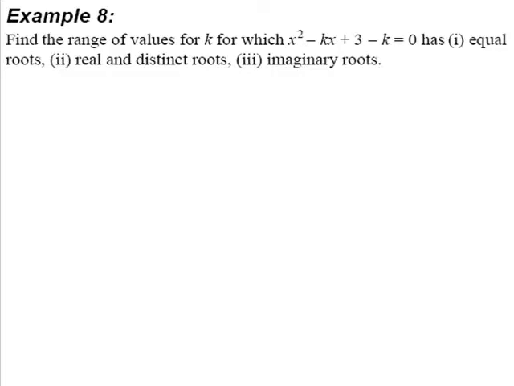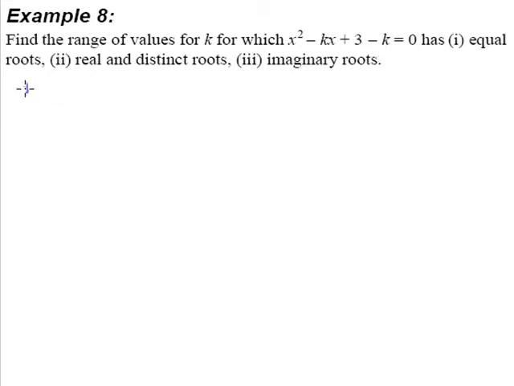There are three parts to this example, example 8. So let's do it one by one. Find the range of values of k for which x squared minus kx plus 3 minus k equals 0 has real and equal roots. Okay, so it has equal roots.